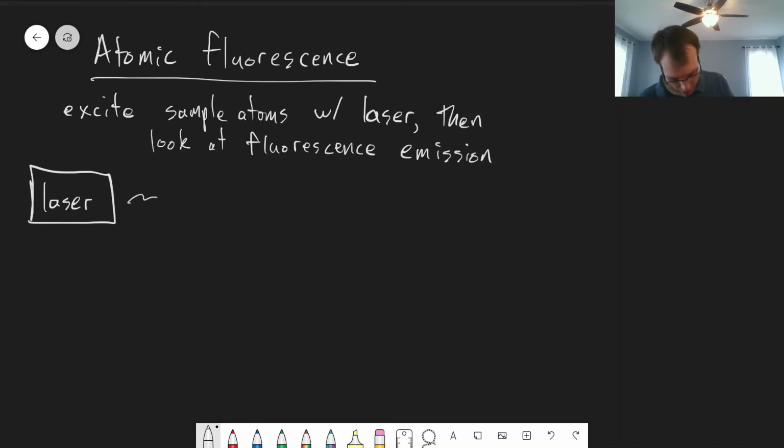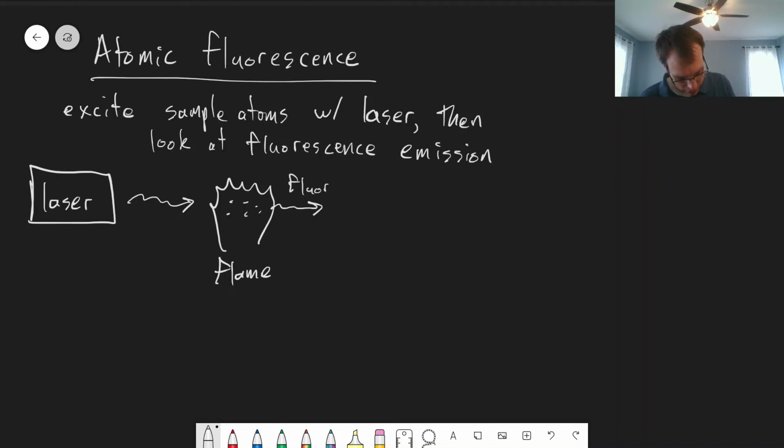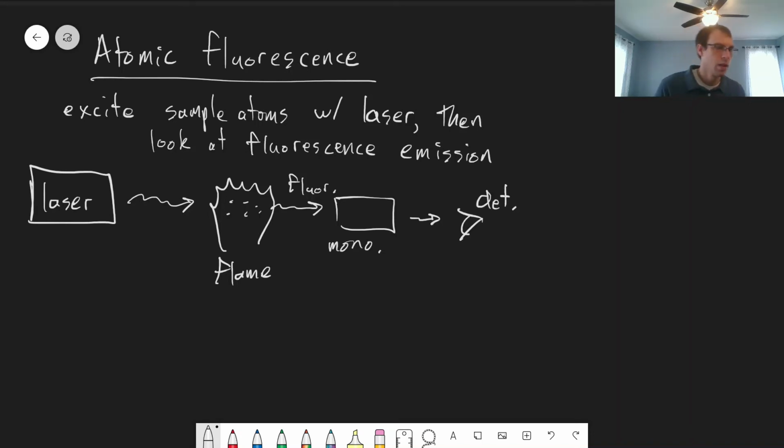Okay, and so we have our laser that comes in. We have our sample. Again, the same thing is happening in all of these, that we're burning up our sample in some type of flame. These atoms are going to absorb the light, and then we look at the fluorescence here. Still need a monochromator. Still need a detector. But this is a more specialized technique because the light from our laser has to match up with absorption of the atoms that we're trying to measure in the flame.